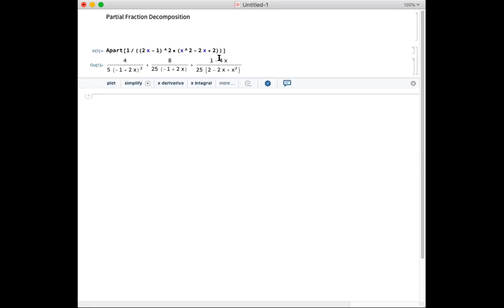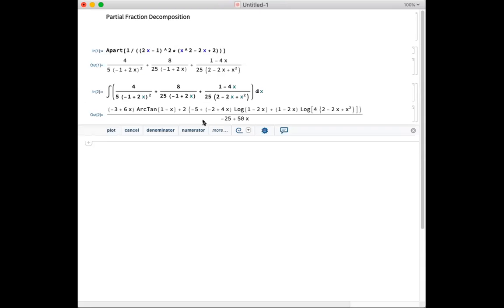Now, if we wanted to integrate that, notice they actually gave us that as a choice, the integral of that function. A quick note on Mathematica: when it writes these, Log is written with a capital L, because it always capitalizes functions.